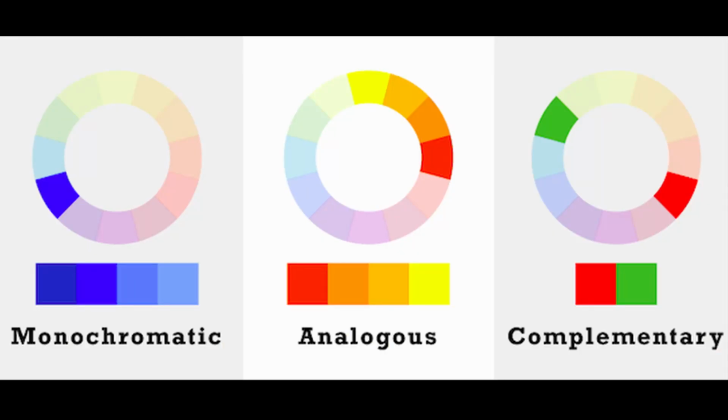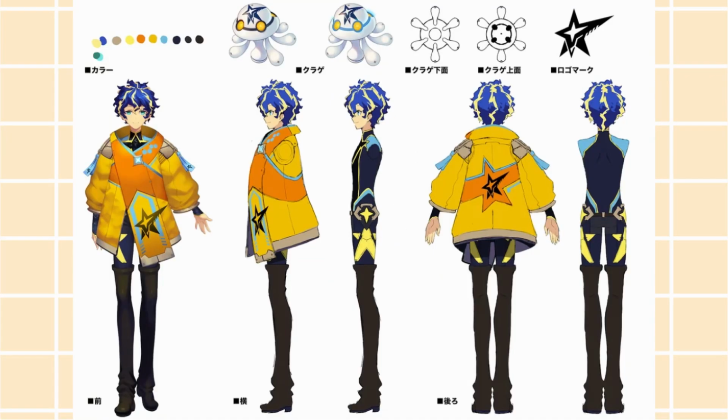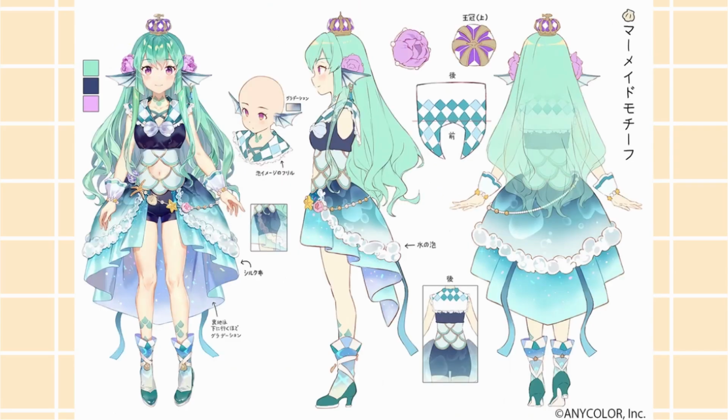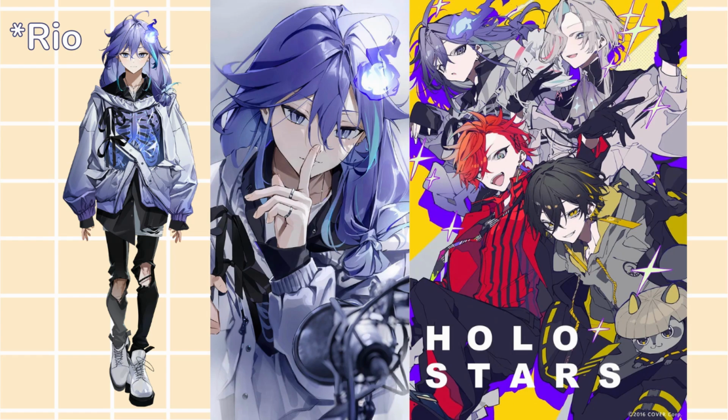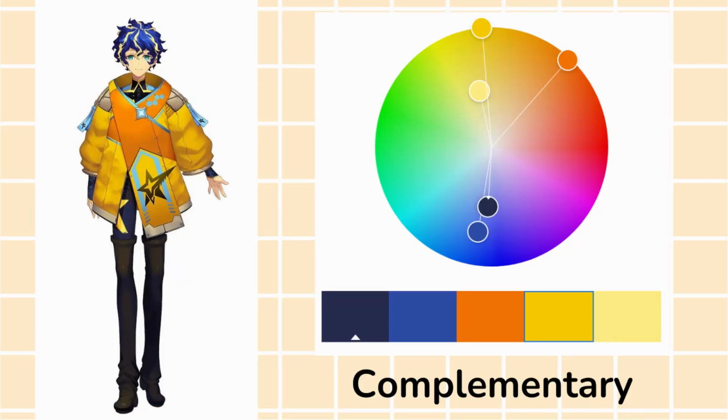Though there are many more to learn about, the 3 types of color palettes we will focus on in this video are complementary, analogous, and monochromatic. I will use Estelle Leda of Holostars Japan, Finana Ryugu of Nijisanji EN, and Minase Rio of Holostars Japan to demonstrate. Complementary color schemes are created by balancing colors from the opposite sides of the color wheel.